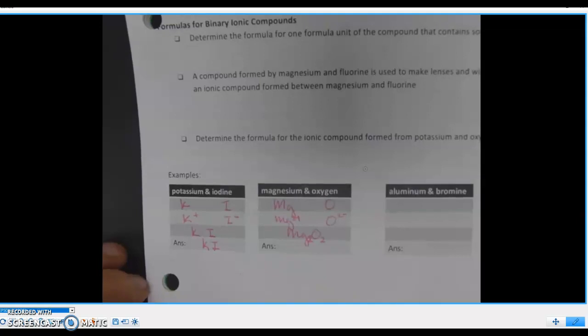But this is a good example where we can reduce this down. This is not the smallest whole number ratio. So we could divide both of them by 2. It could be reduced down to a 1 to 1 ratio. So that's where our formula would end. We'd have 1 magnesium and 1 oxygen. And the name of this ionic compound would be magnesium oxide.